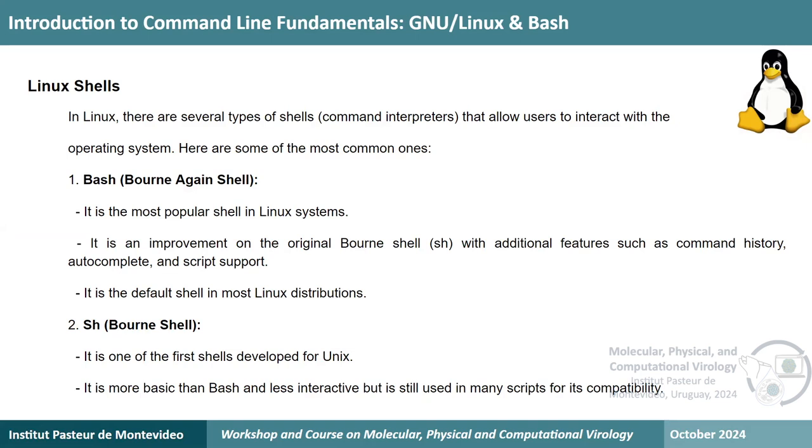Let's quickly go over two common shells. The first one is Bash, or Bourne Again Shell. Bash is the most widely used Linux shell. It's user friendly with features like command history and autocomplete, making terminal work faster and easier. Bash is also great for scripting, allowing you to automate tasks, which is why it's the default on most Linux systems. Then we have the Bourne shell, or sh.